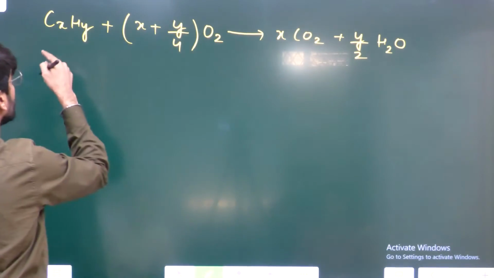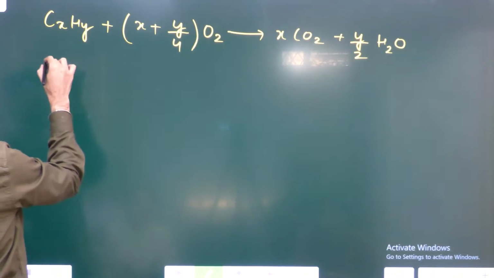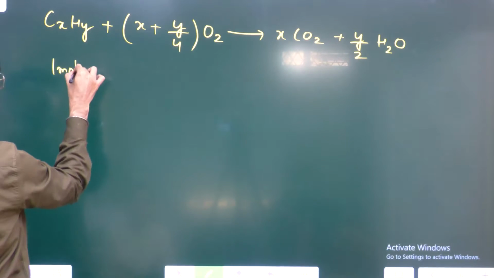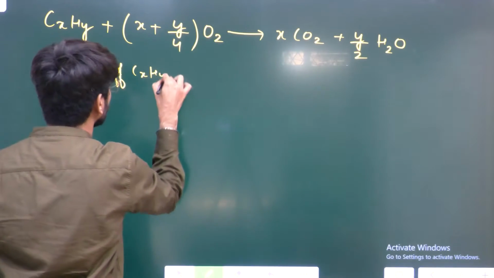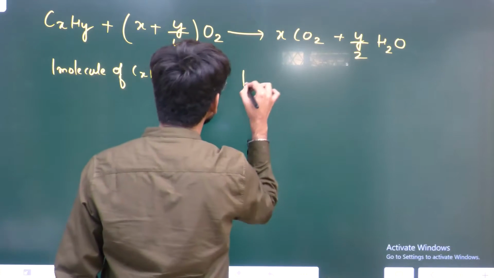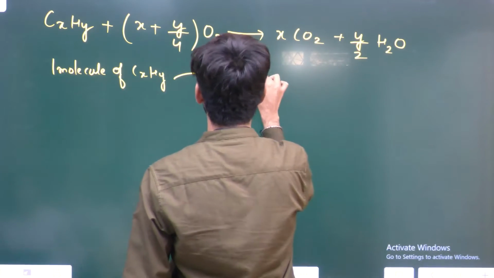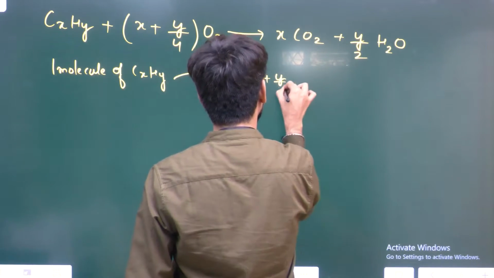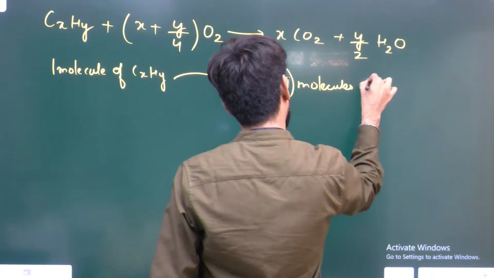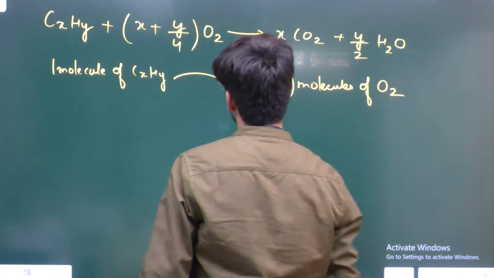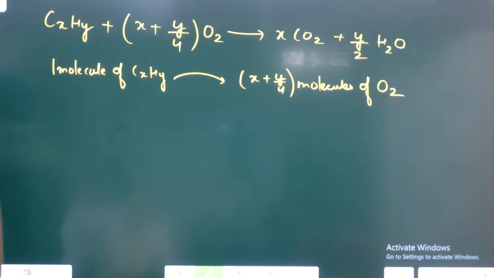So देखो, one molecule of this. So can I say one molecule of CxHy producing how many molecules? x plus y by 4 molecules of oxygen. Yes or no? Molecules of oxygen. Is it clear?